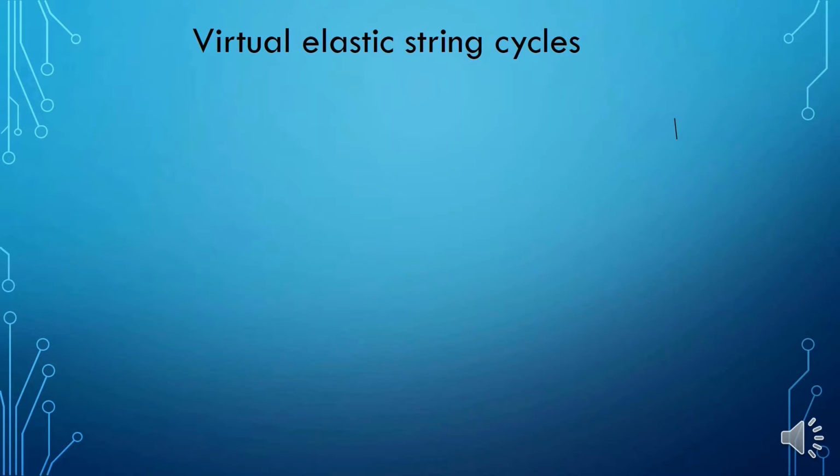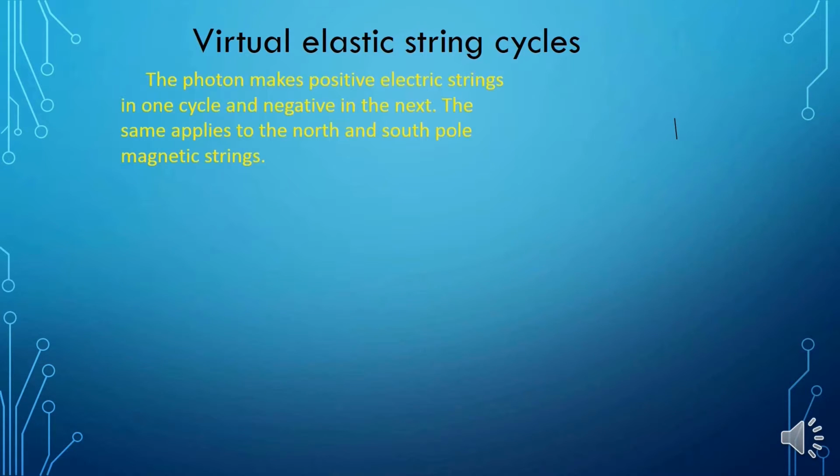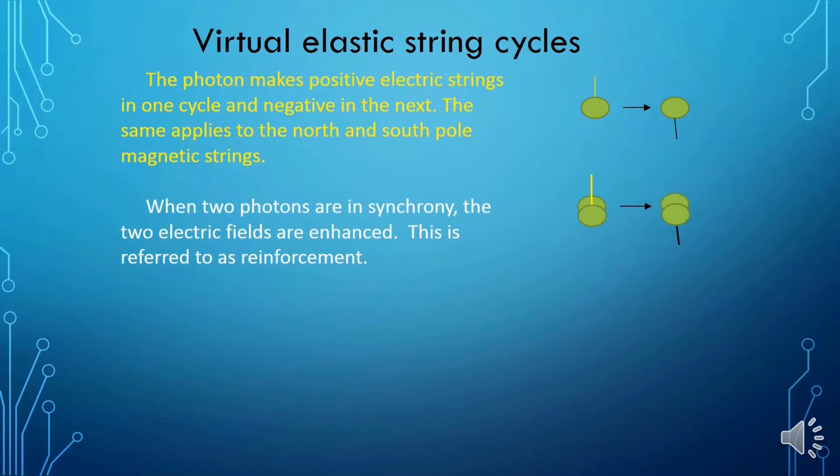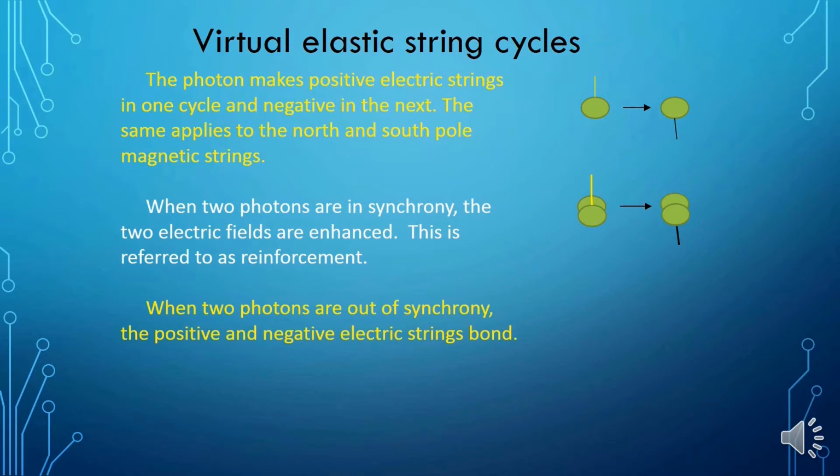The takeaway from this sunroom chat is as follows. The photon has two different string cycles. The photon makes positive electric strings in one cycle and negative in the next. The same applies to the north and south pole magnetic strings. When two photons are in synchrony, the two electric fields are enhanced. This is referred to as reinforcement.